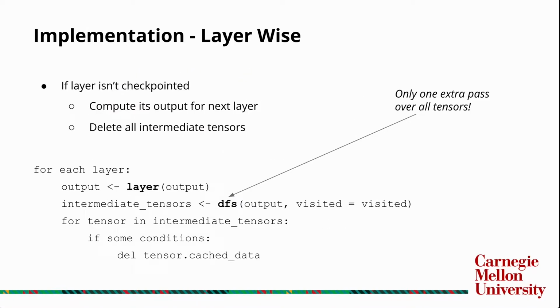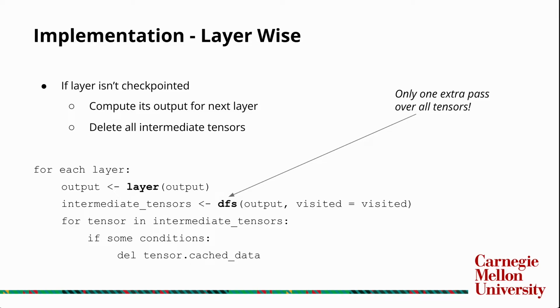So, some implementation details on what we've implemented so far. One of our strategies was layer-wise checkpointing, where during the forward pass, given some layer that's not checkpointed, we collect all of its intermediate tensors, and then iterate over all those intermediate tensors and delete their cache data if some conditions are met, which I won't go into now.